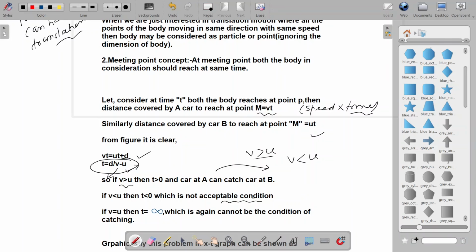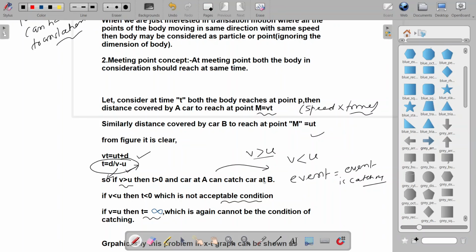Negative time in physics is the time before the event. That means the event has never occurred. And what is the event that we are interested in right now? The event is the event of catching. If the time is negative, there is no such event. Now if v equal to u, in that case t will be infinity. That means it will take infinite time for body A to catch body B.